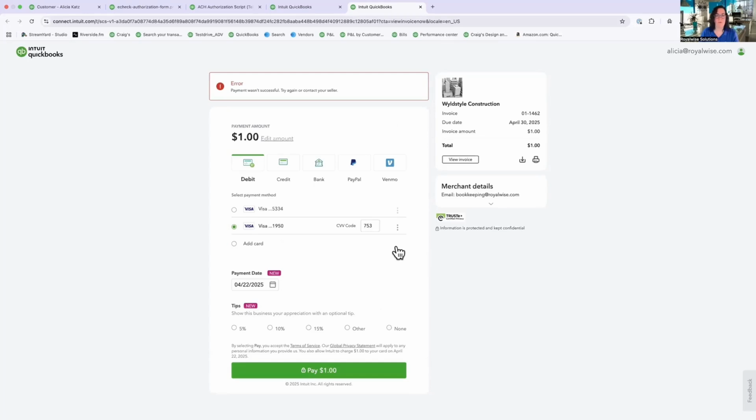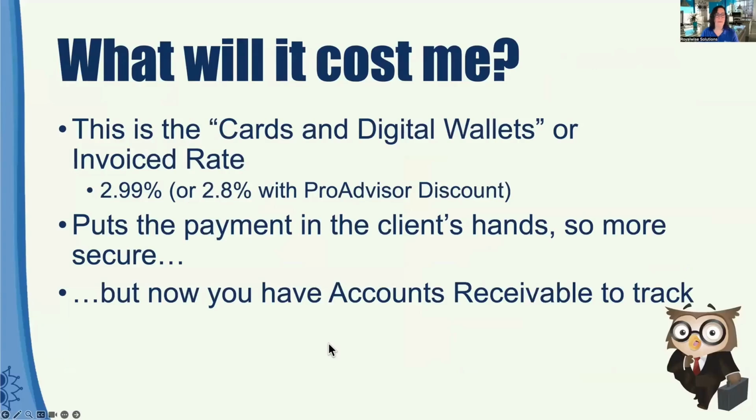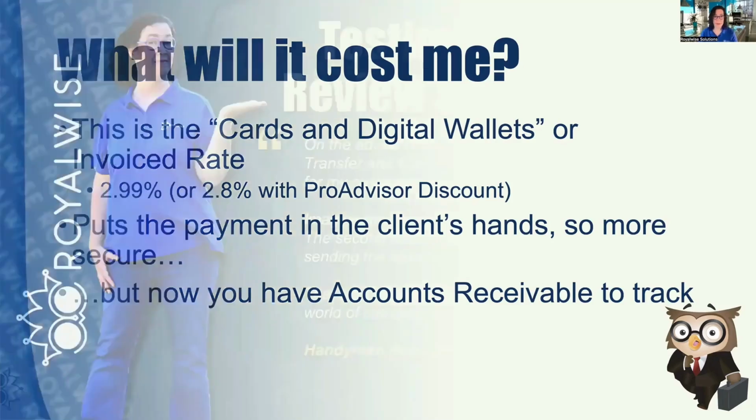And I'm going to actually run the payment right now. All right, I don't know why it wasn't successful, but I'm not going to muck with it now. As we mentioned before, this is what's called the invoiced rate, or what they call cards and digital wallets, for 2.99% or 2.8 with the Pro Advisor discount, because the payment method is now in the client's hands, so it's more secure. However, once you send them the invoice, now you have to chase them down for payments.